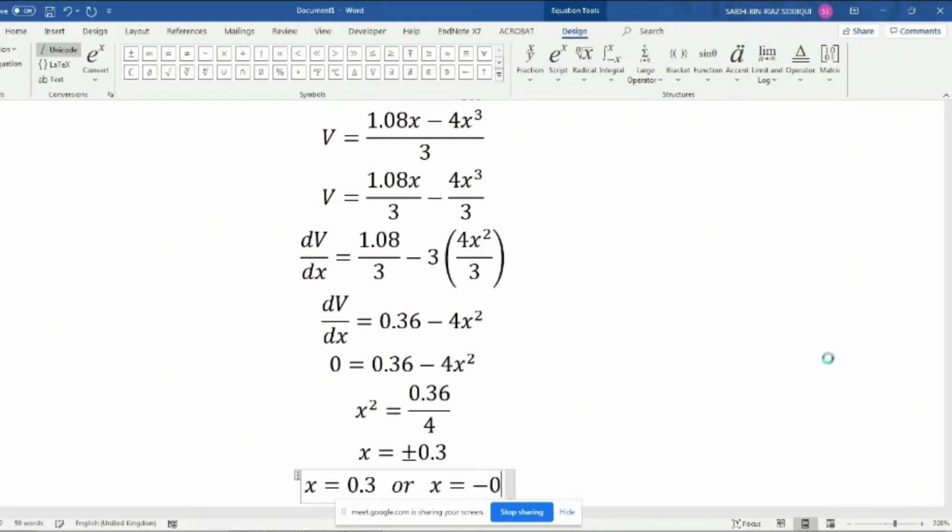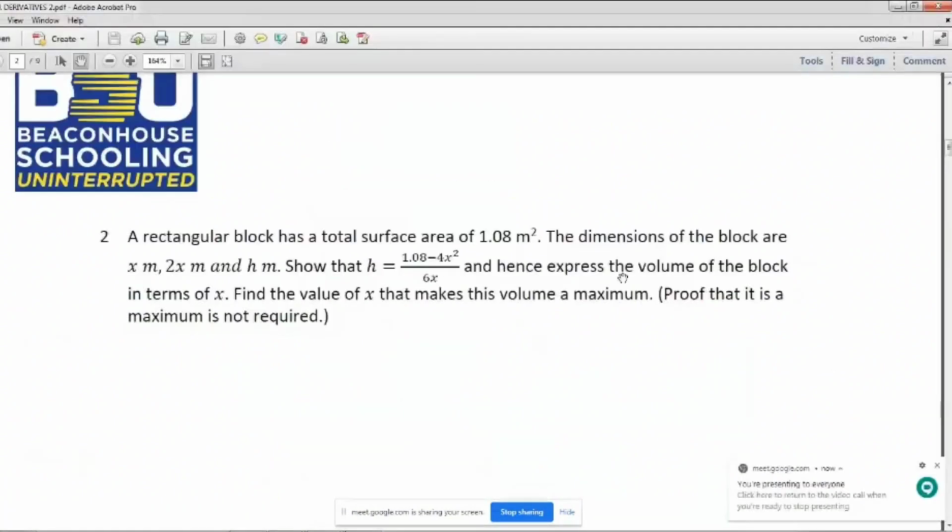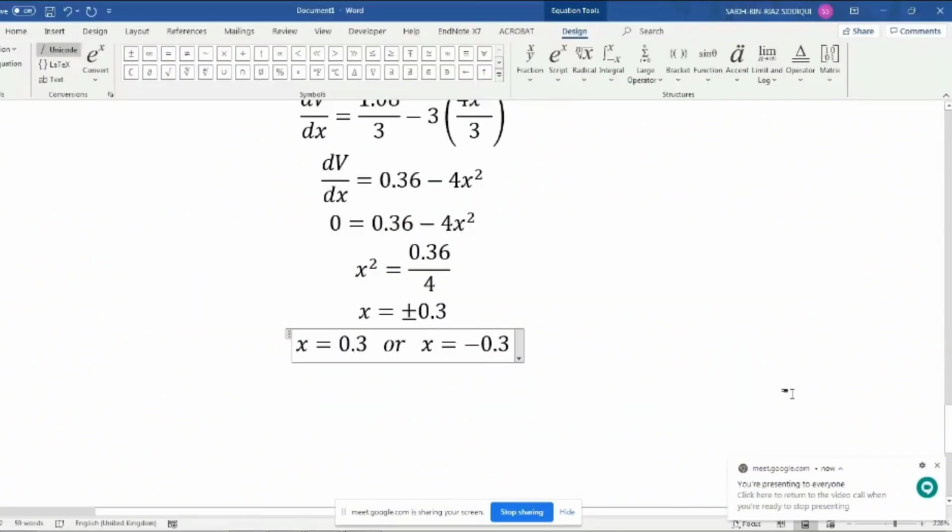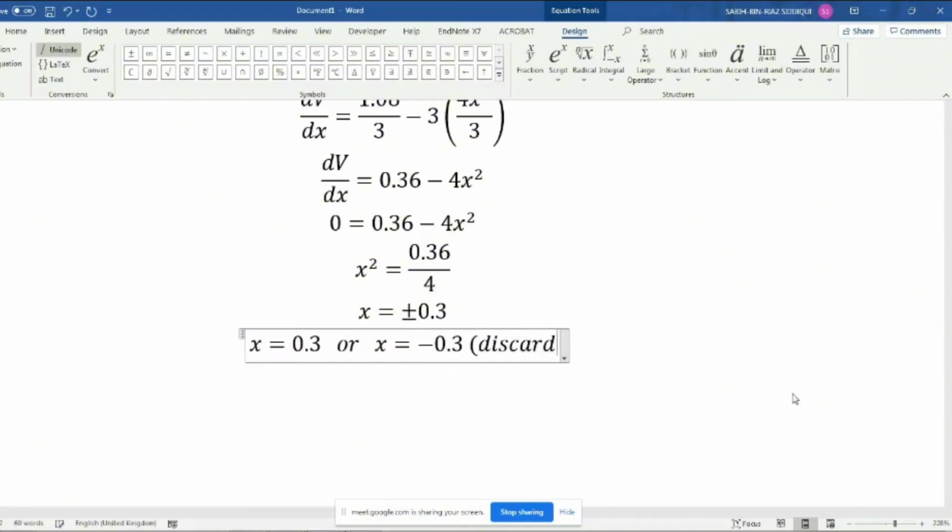Now, which quantity is x used to represent over here? Which value can x take over here, class? 0.3. Why can't it be minus 0.3? X is not used for volume. X itself is a quantity used for what? Length, right? And length cannot be negative. That is why we will not take minus 0.3. So we will discard this option because it's a length.